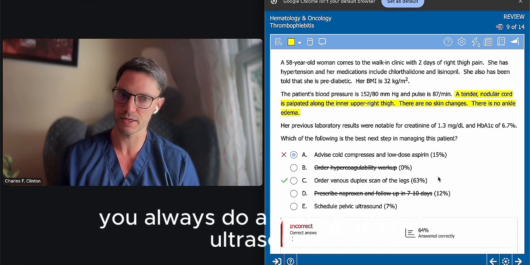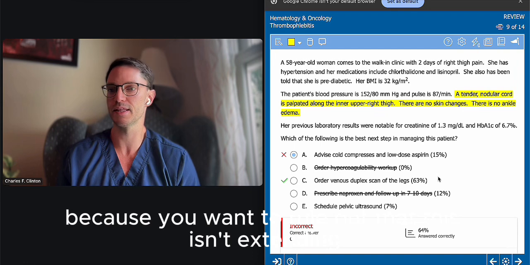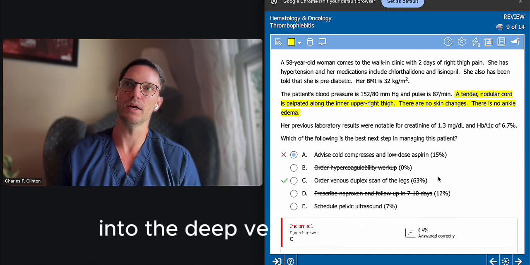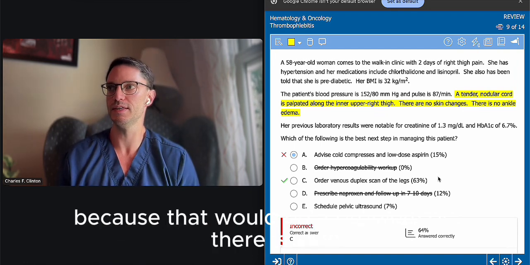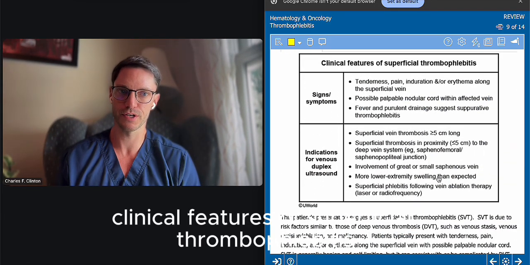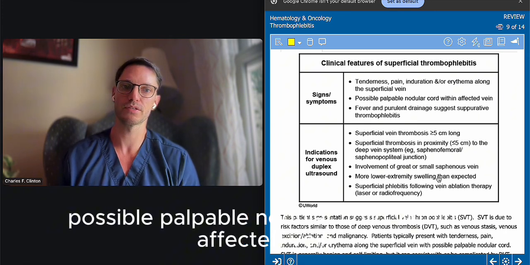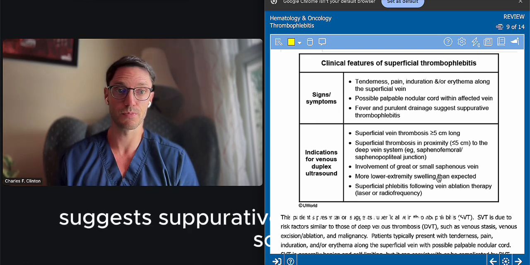You always do a venous duplex ultrasound when you suspect, even when you have thrombophlebitis, because you want to rule out that this isn't extending into the deep venous system, because that would be a problem, or there is DVT, deep vein thrombosis associated with it. So well, first, clinical features of superficial thrombophlebitis. There is tenderness, pain, induration, and/or erythema along the superficial vein. Possible palpable nodular cord within the affected vein. Fever and purulent drainage suggest suppurative thrombophlebitis.